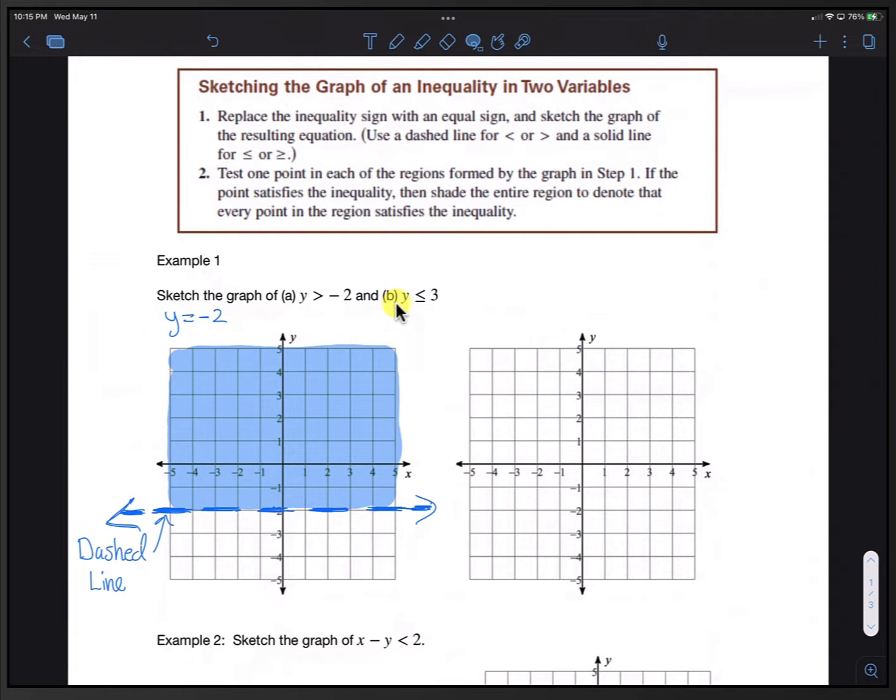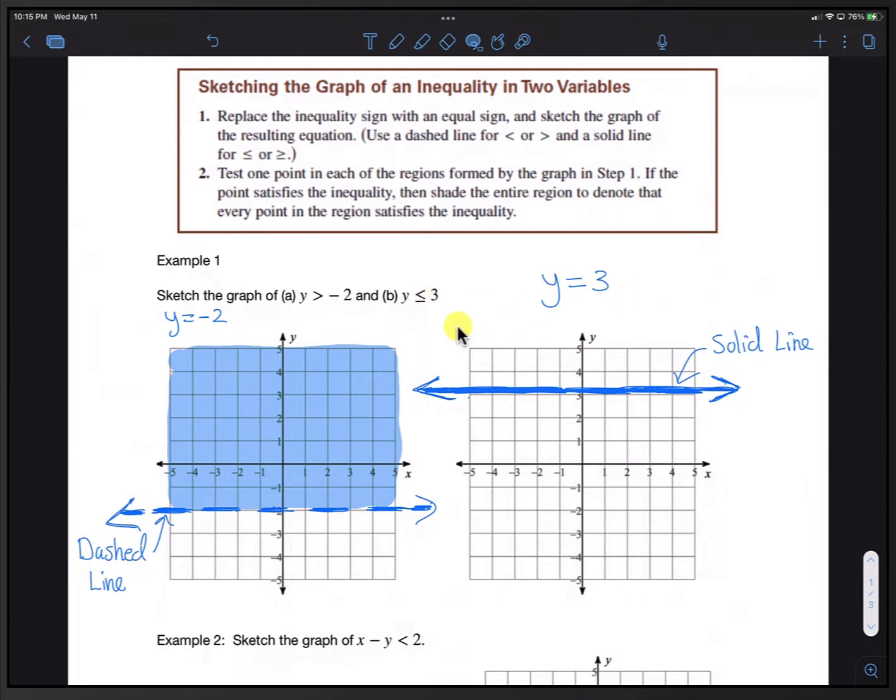All right, part B, we're graphing y is less than or equal to 3. The first step would be to change the inequality to an equal sign, and then we're going to graph the equation y is equal to 3. That's going to be a horizontal line passing through +3. And that line should be solid because the original inequality included the less than or equal to.